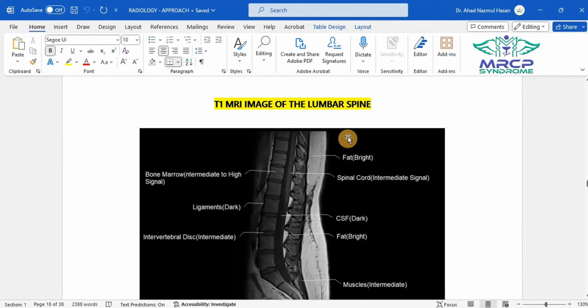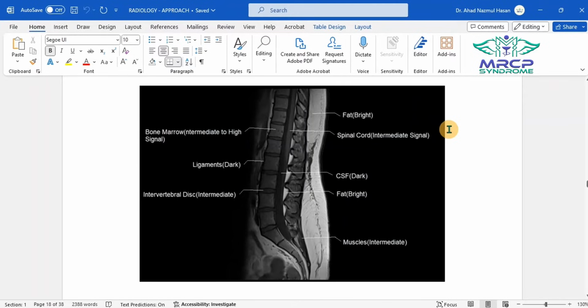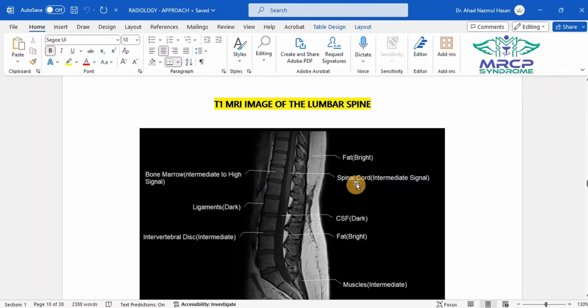This is the spinal cord. So next one is T1 MRI images of the lumbar spine. So similarly, the spinal cord will appear as black. The CSF would be dark. The fat would be bright. Muscles would be intermediate. The ligaments would be dark. So memorize this. The ligament would be dark in T1.